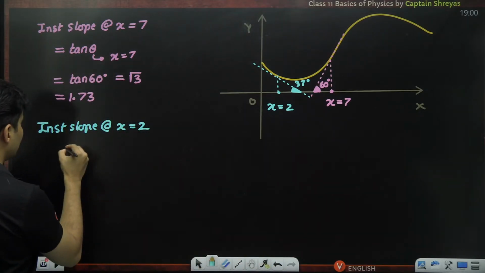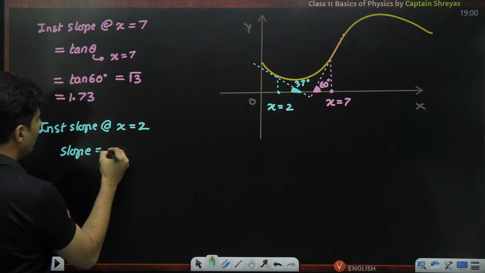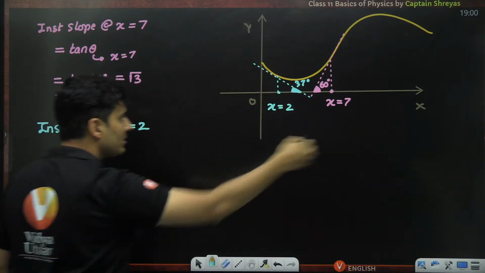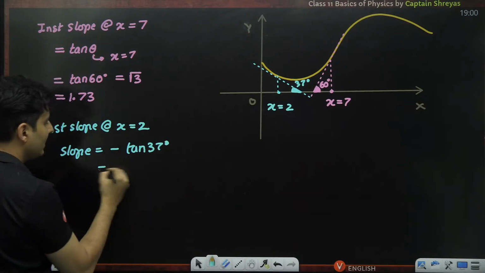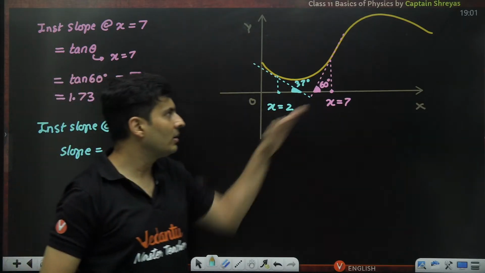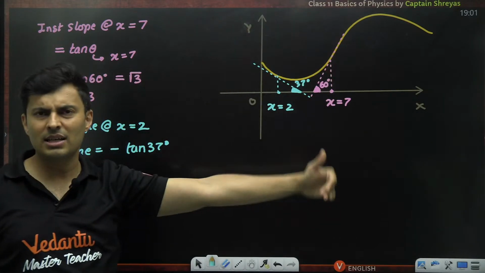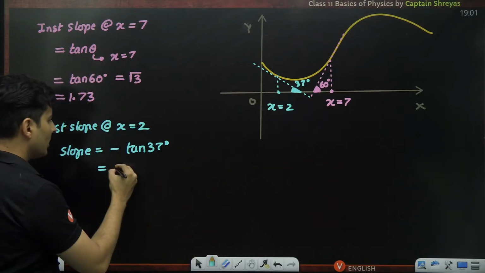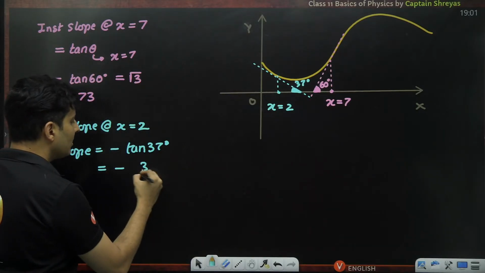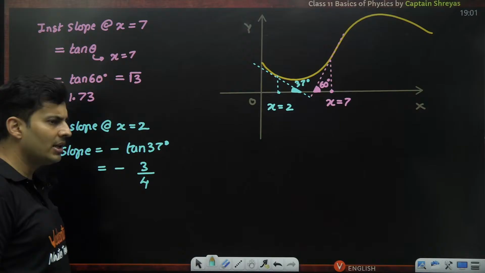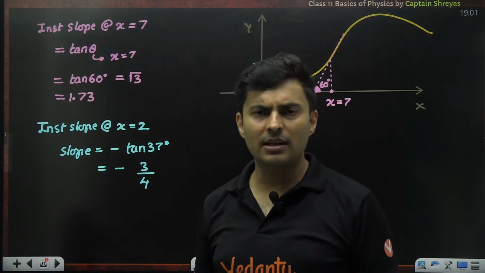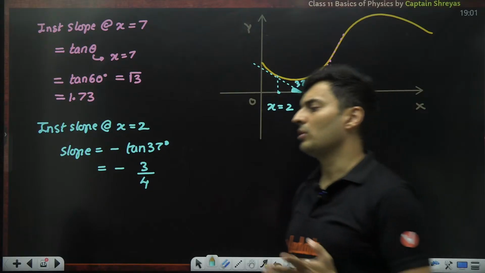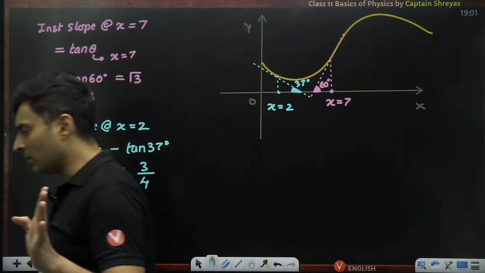So in that case, the slope will be negative. Why negative? Because it is going down. So negative tan 37. When it is going up, it is positive. When it is coming down, it is negative. So tan 37, the value is 3/4. It's a standard value. When you learn mathematics, trigonometric ratios, etc., you will learn these special numbers also.